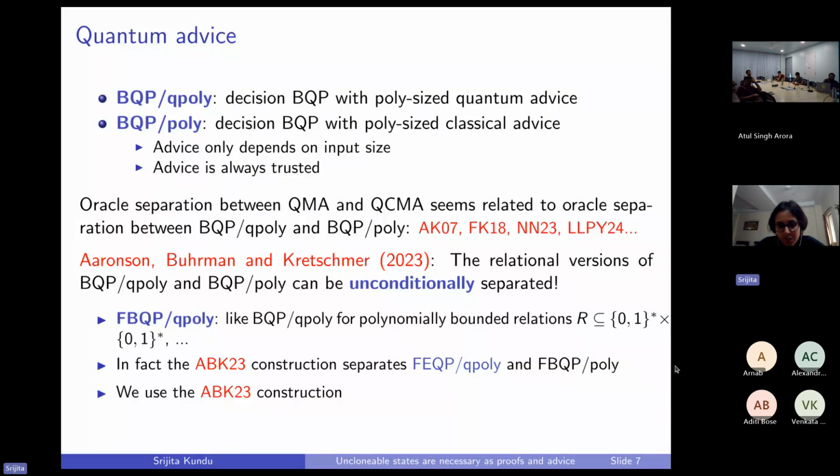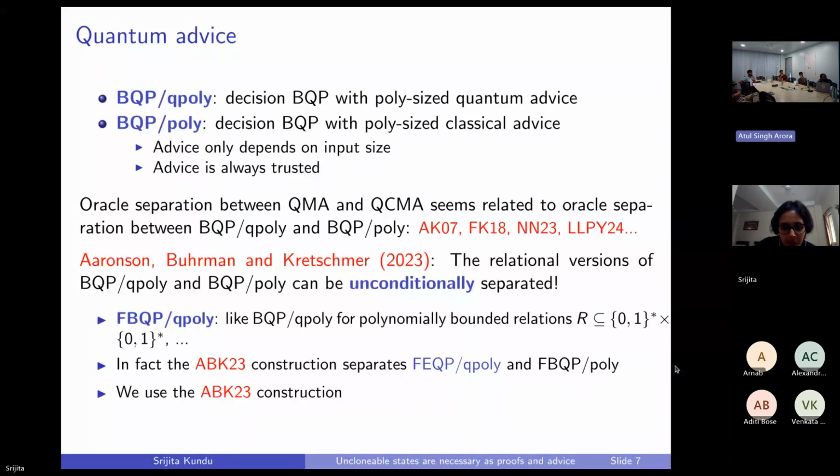This Aaronson, Buhrman, and Kretschmer construction actually separates a class we'll call FEQP/qpoly and FBQP/poly. By FEQP/qpoly, I mean that the quantum algorithm is actually exact, it's zero error. By EQP, I mean exact quantum polynomial time, basically. So we'll show that there exists a class that can only be exactly solved by unclonable quantum advice, and we'll in fact use this Aaronson, Buhrman and Kretschmer construction.